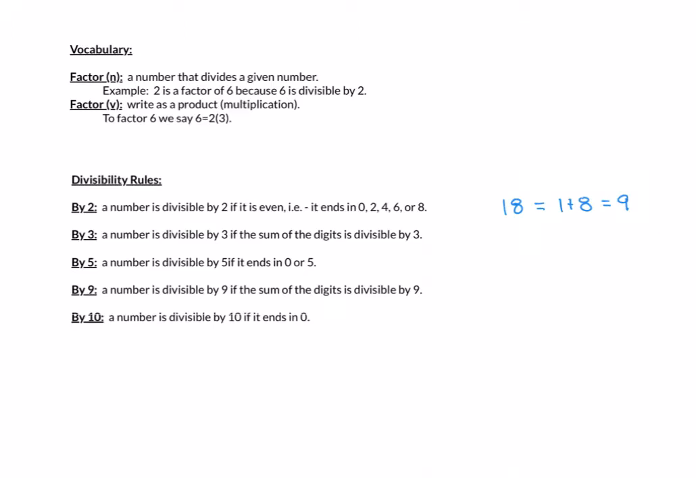Now, another divisibility rule that you might know is divisible by 5. A number is divisible by 5 if it ends in 0 or 5. Just like with 3, we have a similar rule for 9. A number is divisible by 9 if the sum of the digits is divisible by 9. And the last one that we have is by 10. A number is divisible by 10 if it ends in 0.